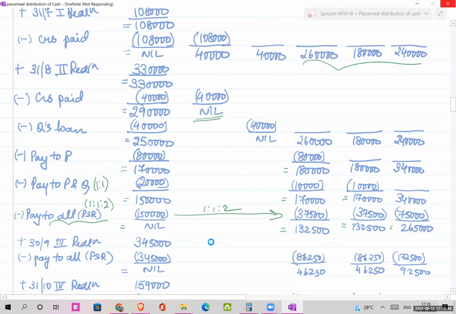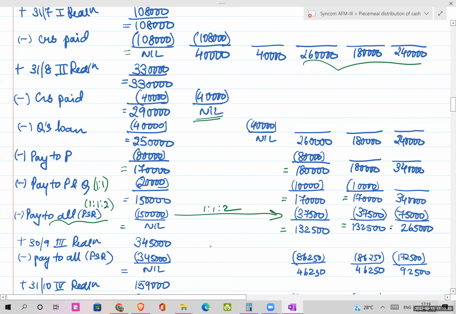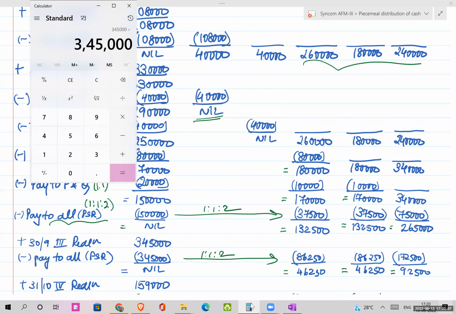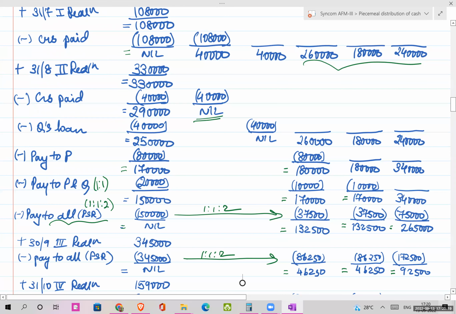Then I will be using my third realization money. My third realization money is 3,45,000. I will pay all, distribute among all the partners in the ratio of 1:1:2. Okay. Then this will be my available balances. 3,45,000 divided by 4 is 86,250, 86,250 and 1,72,500. Okay. Again my cash became 0, see, nil.